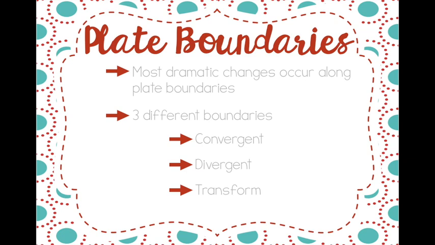Plate boundaries. These are where these tectonic plates meet. There are 3 different types of plate boundaries. There are convergent, divergent, and transform boundaries. The most dramatic changes occur along the plate boundaries. So when those plate boundaries shift and move, different dramatic events can occur, as we talked about earlier.